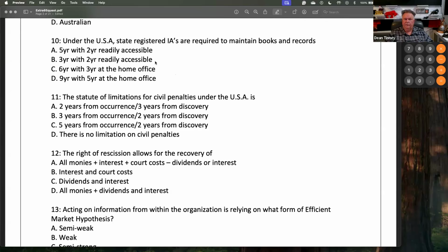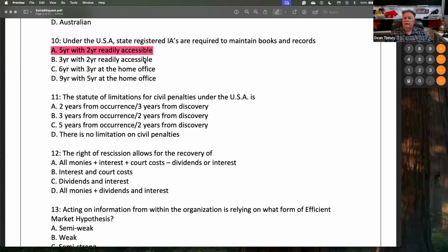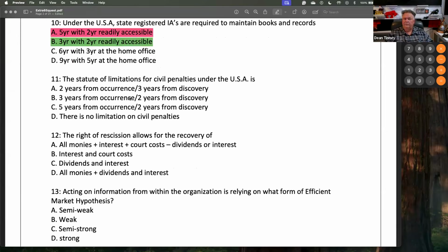If this question said, under the Uniform Securities Act, BDs are required to maintain books and records, it's B as in boy. But for an investment advisor, it is A as in apple. So the answer here is A. That's very much a test question about record retention. 2 years readily accessible means, as an examiner, I say within 2 hours, or 24 hours, I want to be able to get that record. If it had been a BD, it's B as in boy. If this said broker dealer, it's B; it says investment advisor, so it's A.